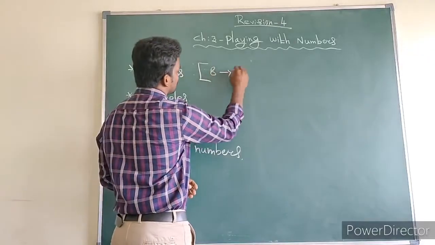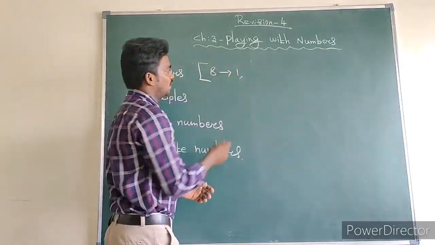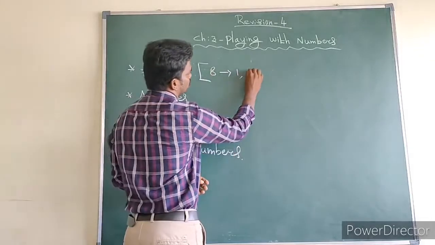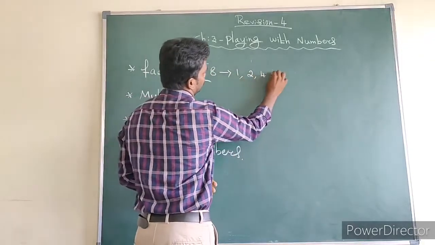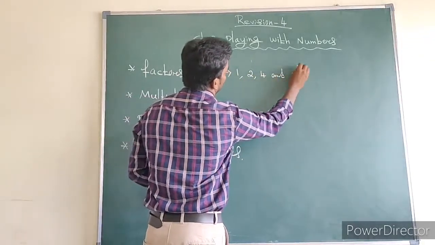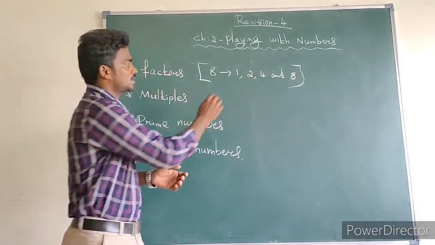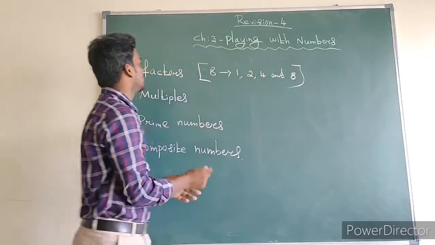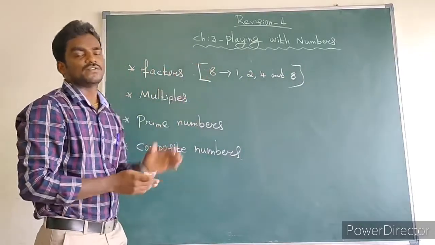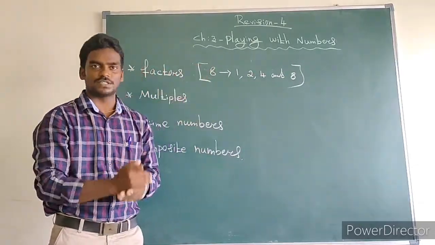So 8 is divisible by 1. And which other numbers divide 8? 2, 4 and 8. So 1, 2, 4 and 8 are the divisors of 8. These numbers 1, 2, 4 and 8 are called the factors of the number 8. A factor means an exact divisor of that number.